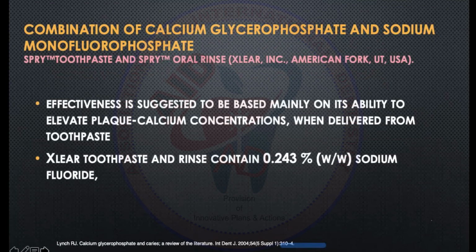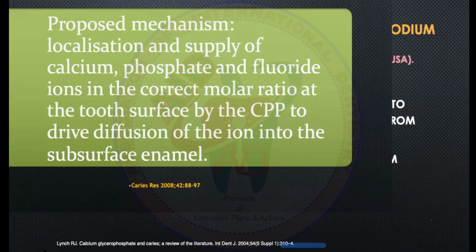Then we have calcium glycerophosphate and sodium monofluorophosphate. So that is also available for use as a remineralizing agent, and there is another variety, X-Pur toothpaste and rinse, which contains sodium fluoride, but Spire toothpaste and Spire oral rinse contain calcium glycerophosphate as well as sodium monofluorophosphate. So this is also a remineralizing agent.